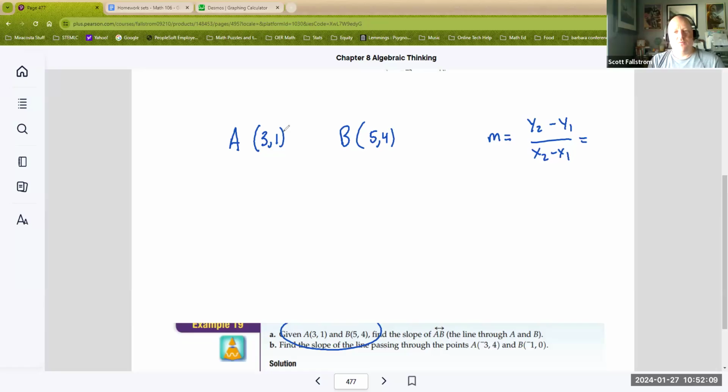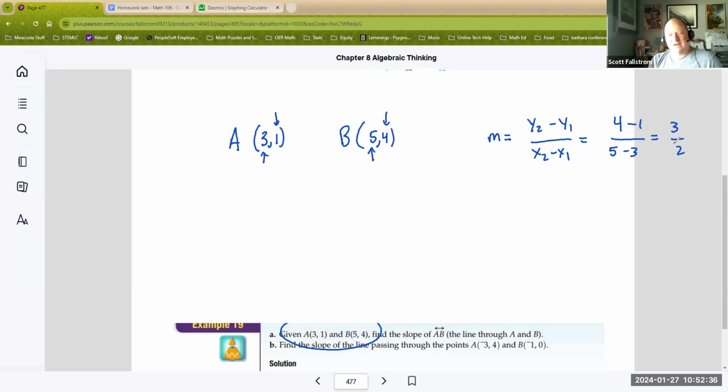And so you'd find the y2 coordinate, the second coordinate. That'd be right here. That's a 4. So that becomes a 4. And the first y coordinate over here is a 1. So I have 4 minus 1. And down below, then the x coordinates, I have a 5 minus a 3. So 4 minus 1 is 3. 5 minus 3 is 2. So my slope is 3 over 2.